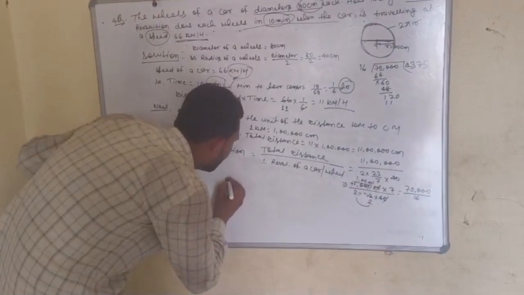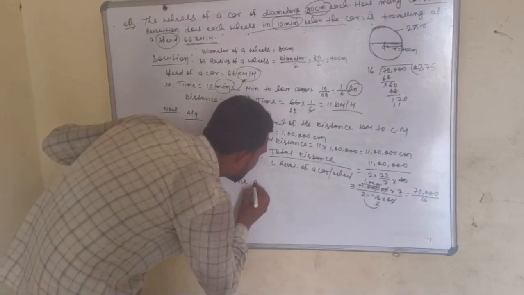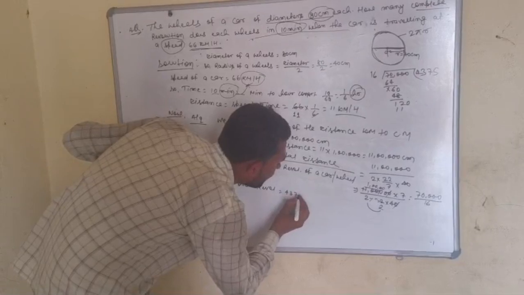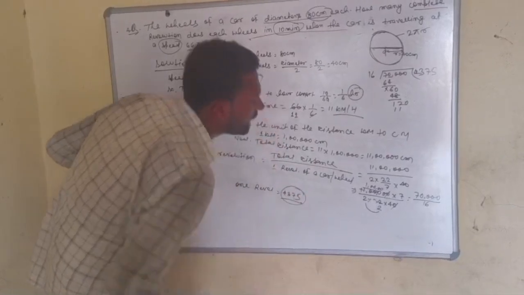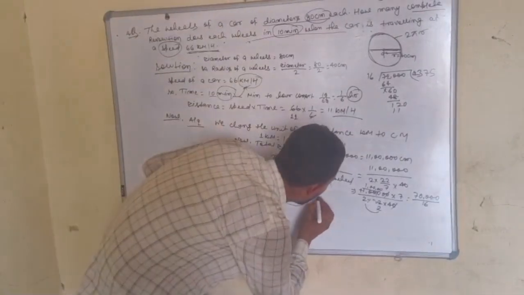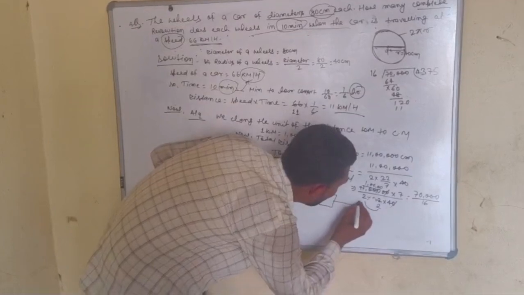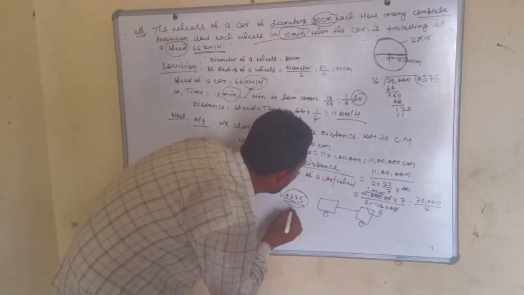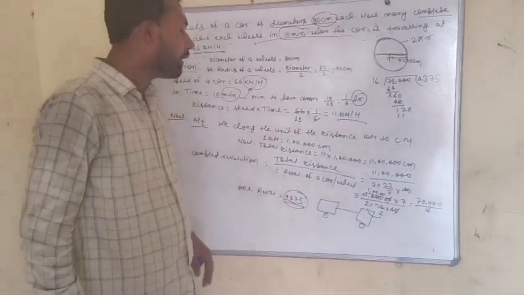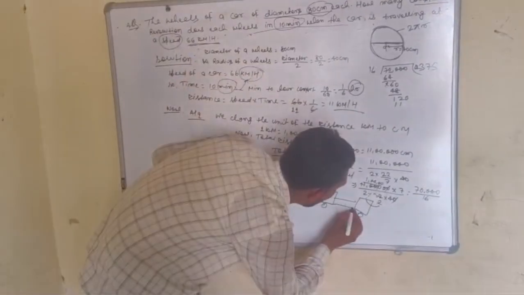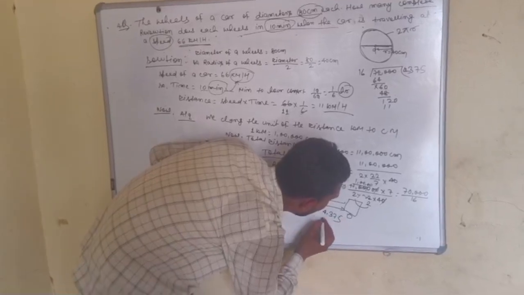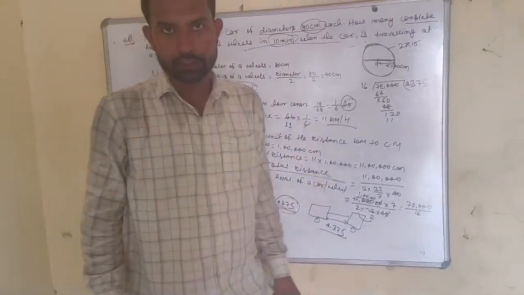1 revolution equals the tire wheel distance covered. The tire wheel distance will be covered in 1 revolution for 4,375. Now this is the answer: 4,375.